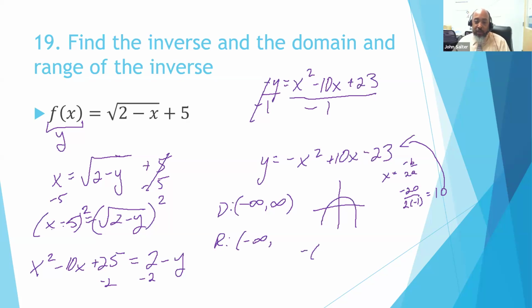So I have negative of 10 squared plus 10 times -10 minus 23. This gives me -100. It's 10 squared, then made negative. 10 times -10 is -100. So I end up with -223.